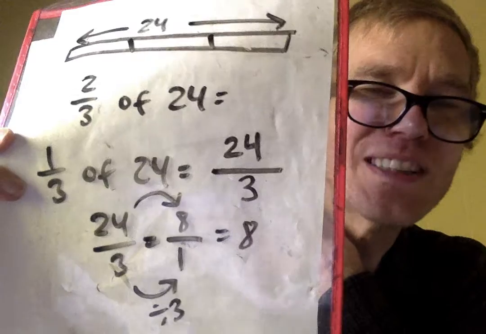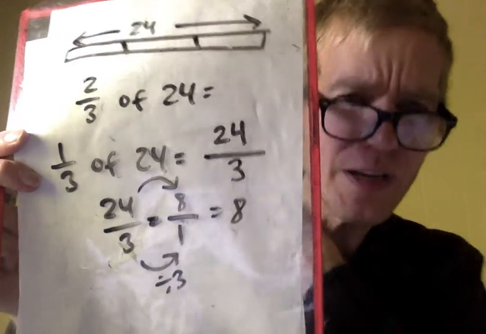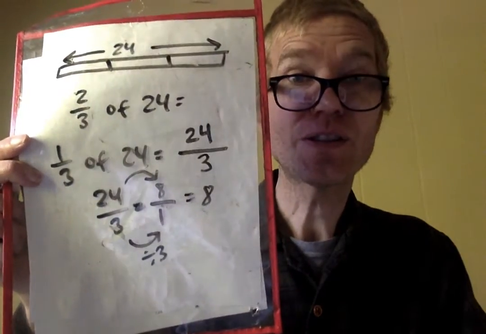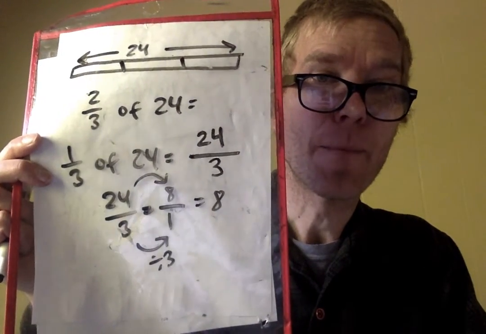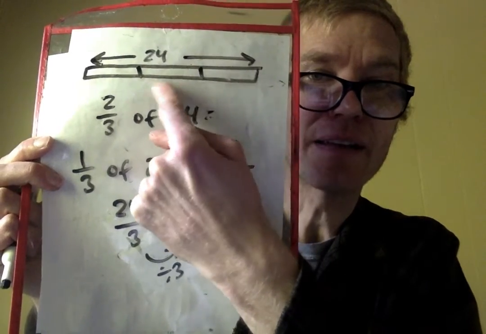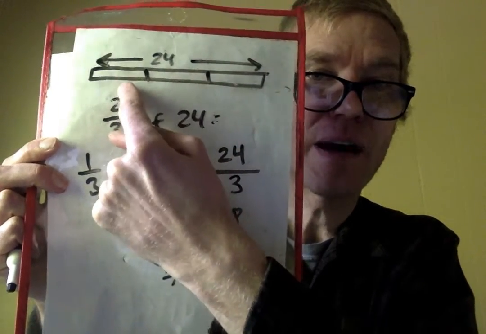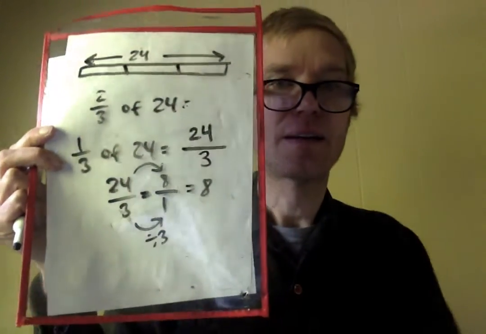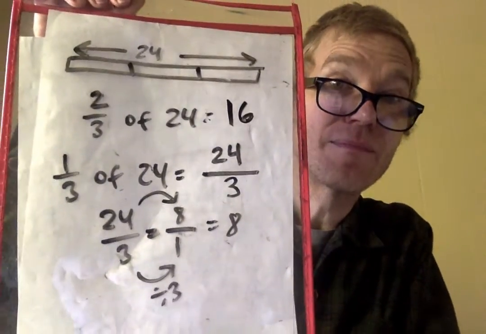So, once you know what 1/3 is, what was the question? We want to know how much 2/3 is, right? So how much is 2/3 if 1/3 is 8? 8 in this pile, 8 in this pile. We're talking about 2 piles. 8 plus 8 is 16.